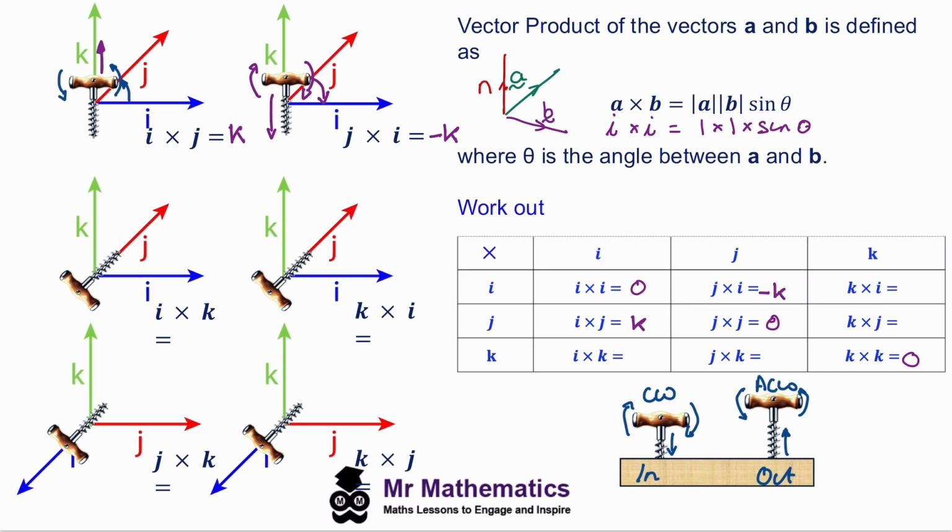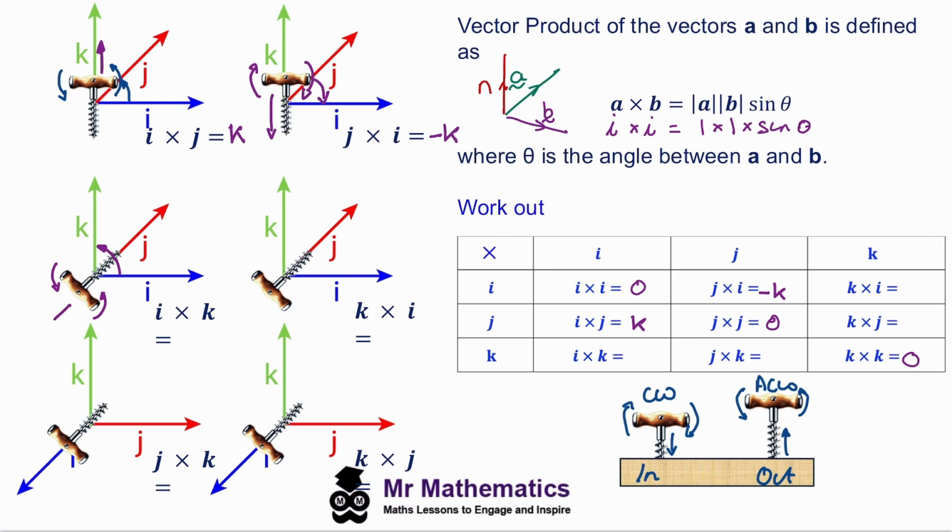So perhaps you want to try and cross I with K, K with I, and these two as well. You can pause the video, and when you come back, you can compare your working with mine. Okay, so welcome back. If we're going to cross I with K, then we're turning in the anti-clockwise direction. So we can show this on our handle. And because we're turning anti-clockwise, this is going to come out.